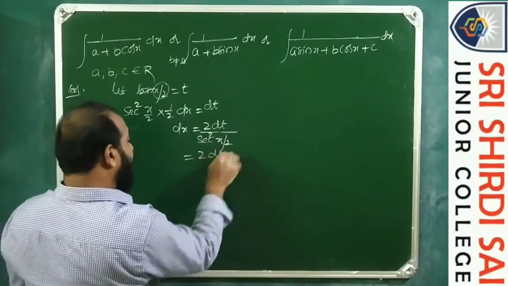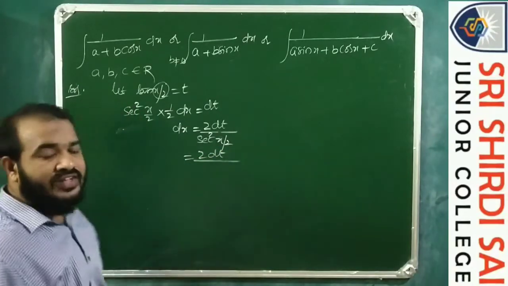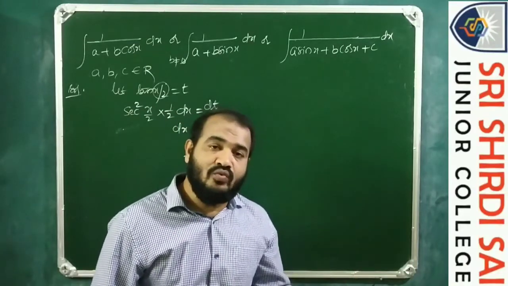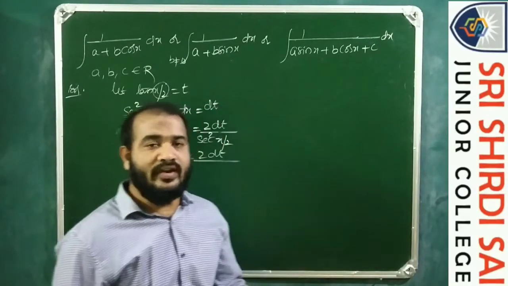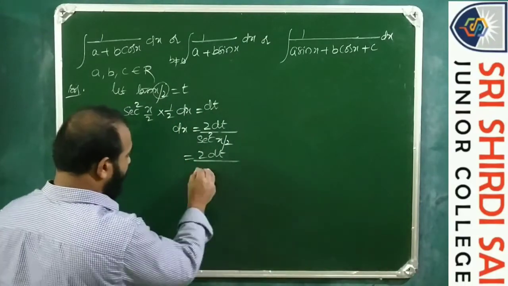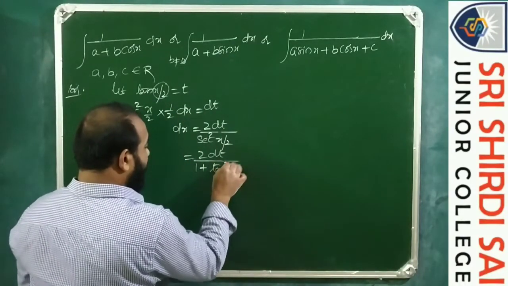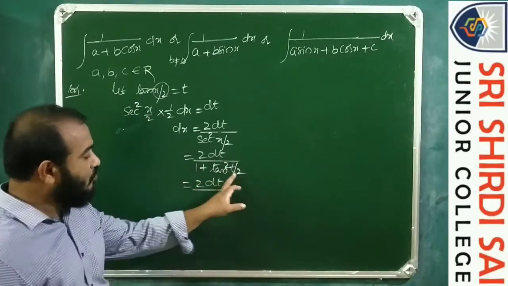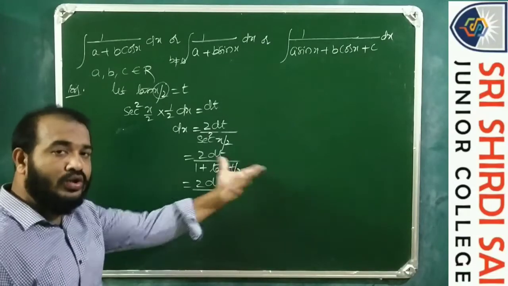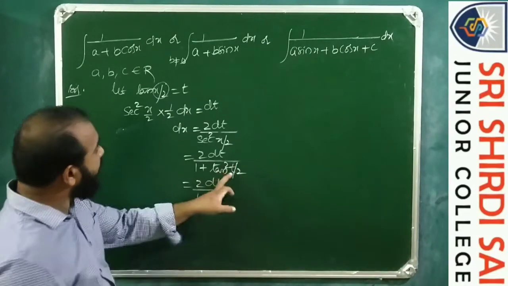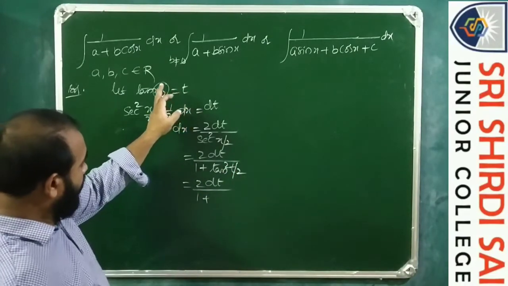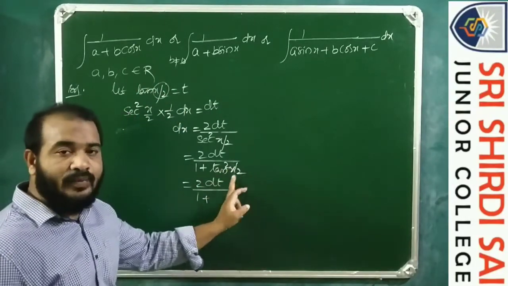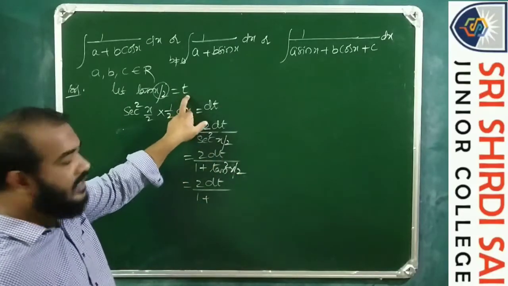So 2 dt by, we have secant square theta minus tan square theta is 1, or secant square x by 2 minus tan square x by 2 is equal to 1. So secant square x by 2 is 1 plus tan square x by 2. So 2 dt by 1 plus tan square x by 2, and tan x by 2 is t. So t square.